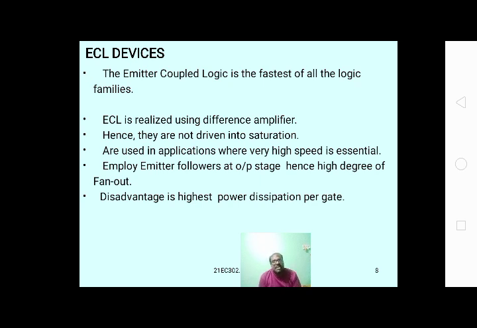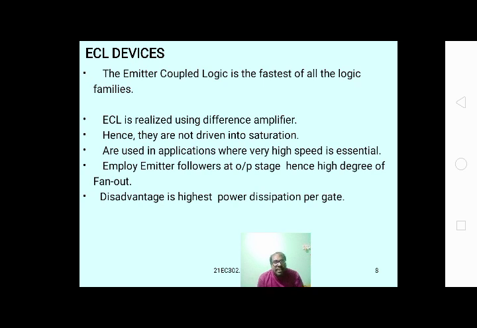ECL can be realized using a difference amplifier, hence they are not driven into saturation. We are using a difference amplifier because it is not driven into saturation. We already know an amplifier has three types of region: saturation, active and cutoff. The difference amplifier's specialty is that it has no saturation region, only the cutoff and active regions.